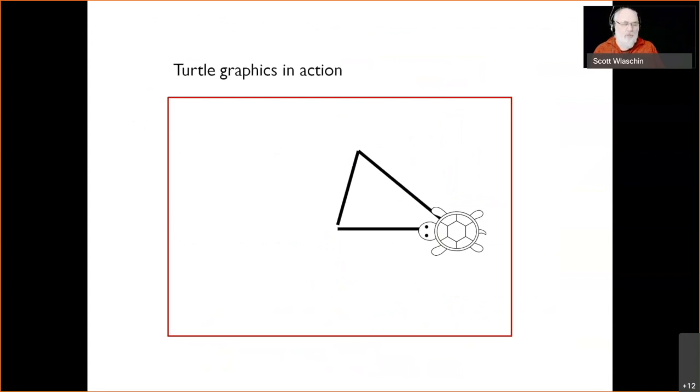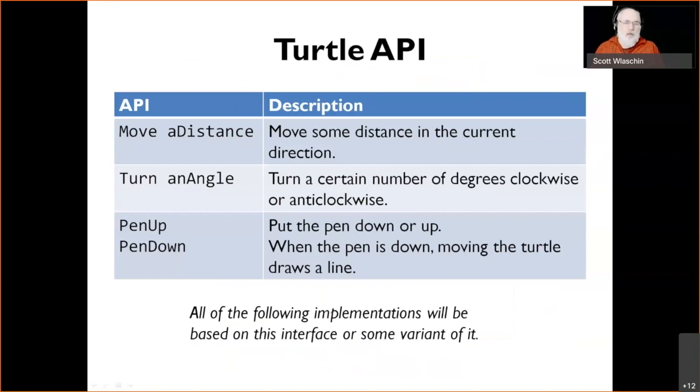How complicated can we make this very simple model? We're going to make it really complicated because that's what we like to do. So here's our API. There are 4 different operations: moving a distance, turning an angle, putting the pen up, and putting the pen down. So that's our 4 operations which we will implement in many, many different ways.